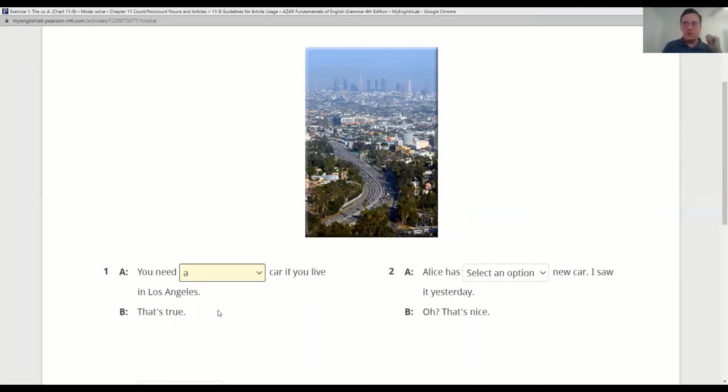You need a car. A meaning one. So you don't need 2 cars. You don't need 5 cars. That's too many. But you need 1 car if you live in Los Angeles.